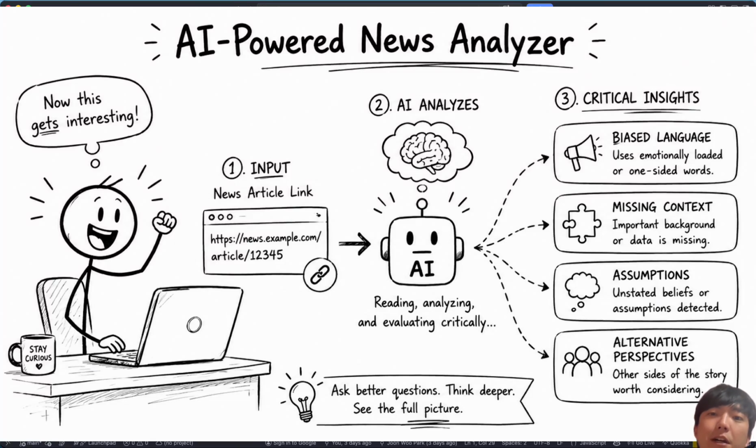Now that we've built a solid foundation, let's make this project a lot more interesting. In this video, we're going to build an AI-powered news analyzer. You give it a link to a news article, and the AI will help us look at it more critically. For example, it's going to help us identify whether the article uses biased language, whether important context is missing, what assumptions the article might be making, and what alternative perspectives we should consider.